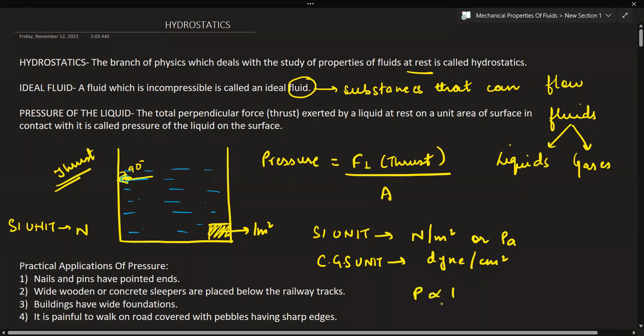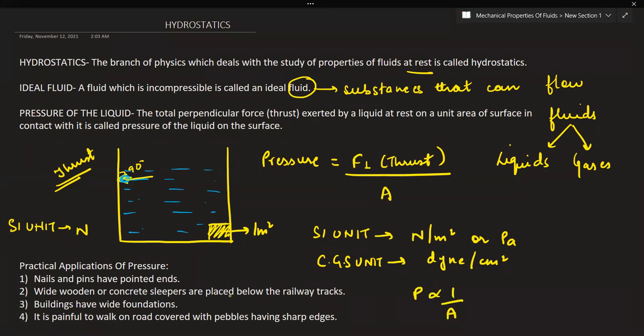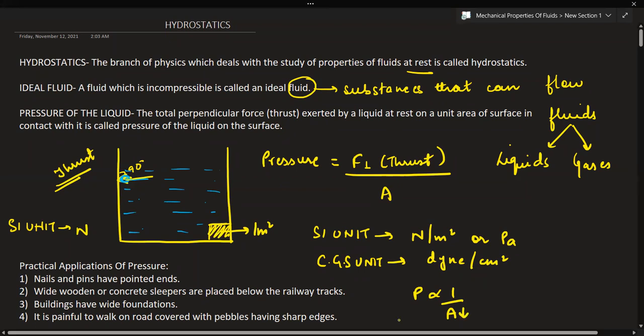And see, since pressure is inversely proportional to area, we have some practical applications of pressure, like nails and pins have pointed ends because it decreases the area and increases the pressure. Similarly, wide wooden or concrete sleepers are placed below the railway tracks. Buildings have wide foundations. Why? Because that increases the area, which decreases the pressure. And it is painful to walk on road covered with pebbles having sharp edges because the area is less and the pressure put on our feet is very high. Fine, just note this down, then we move further.